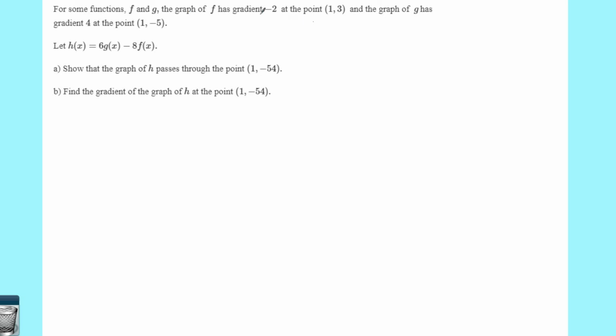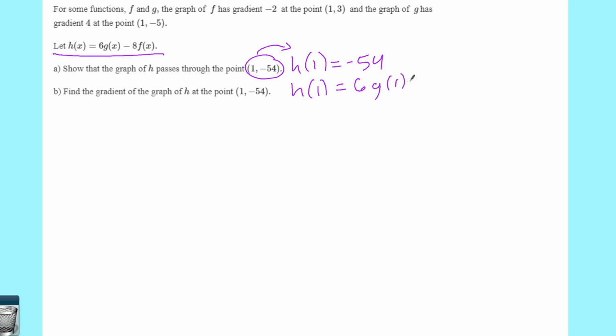For some functions, we have the graph of f and g with given points. We want to show that the graph of h passes through this point. That means h of 1 must equal negative 54. We have to realize that's input and output. So the input of 1 must get us the output of negative 54. So when I do h of 1 up here, that must also equal 6 times g of 1 minus 8 times f of 1.